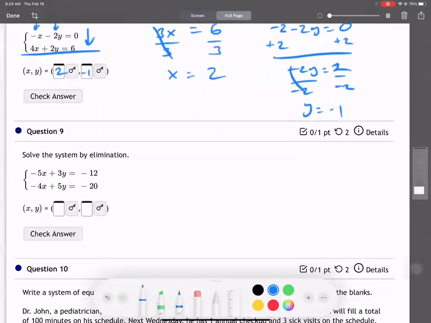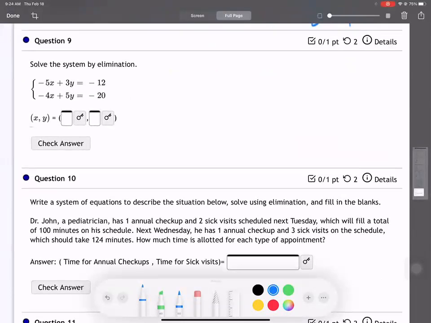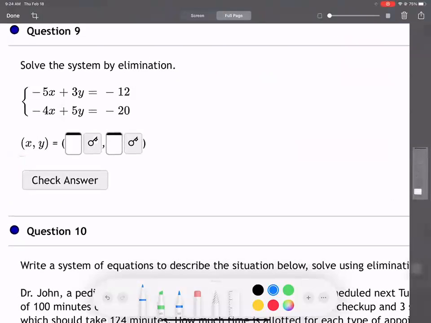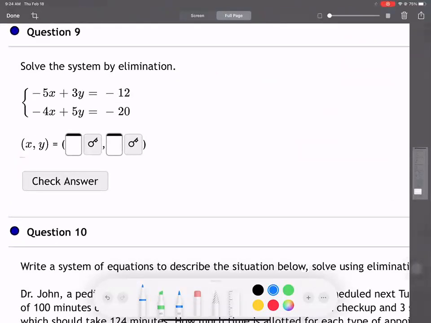Okay, the next one, number 9. We look here, the problem with number 9 is that none of the x's or y's cancel out. So we're going to change them. I can either make the x's look alike or the y's look alike. It's really up to me, whichever one you think is easier.